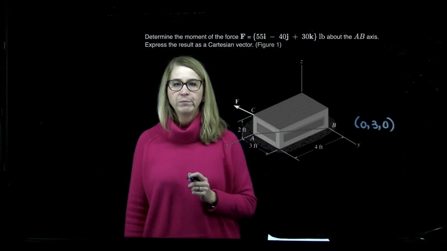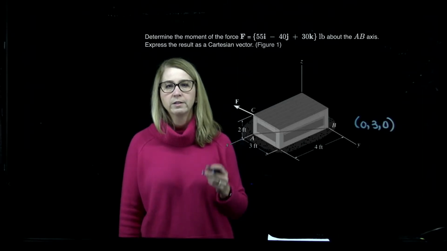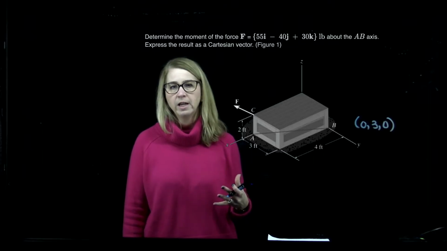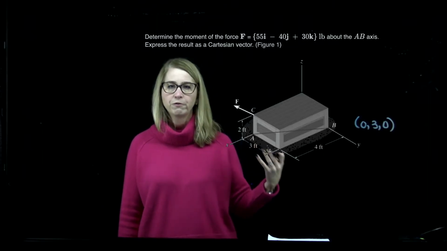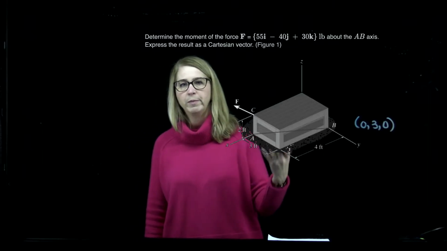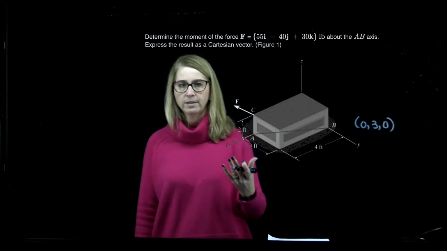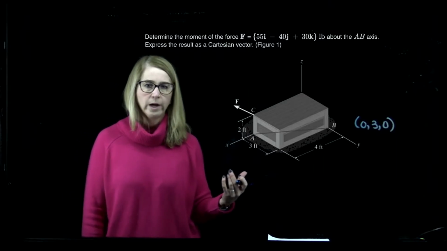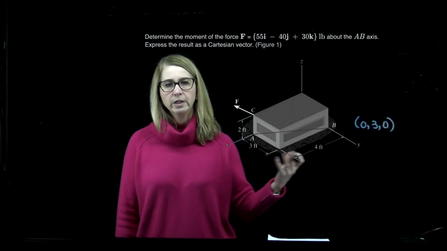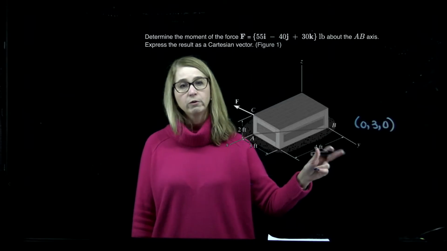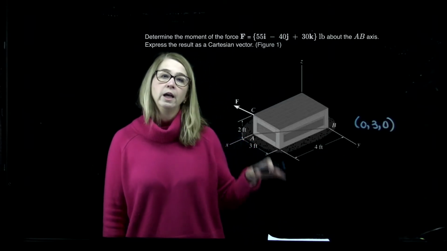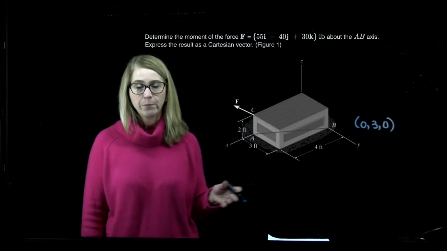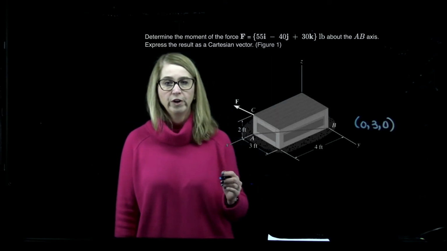Looking at this, point B is along the y-axis, and so it doesn't have an x component. It's at the front of the box if we view the back of the box lying along the x-axis. So the box's dimension in the y direction is 3 feet. So its y coordinate for point B is 3, and it's on the y-axis, so its z coordinate is 0. And so that's fairly straightforward.